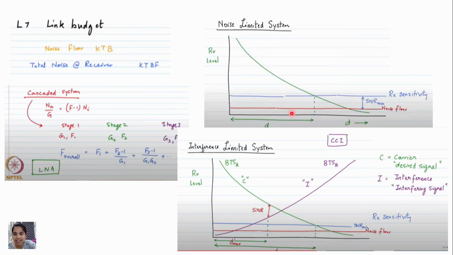And a noise limited system and an interference limited system. When we consider a noise limited system, the main factor will be noise. When you have a particular minimum SNR required for transmission, and this is the received power level, up to this point we could still get a signal which is above the minimum SNR that's required. So up to this distance we could still have a good transmission. But in an interference limited system, the limitation will not be based on SNR, but on SINR.